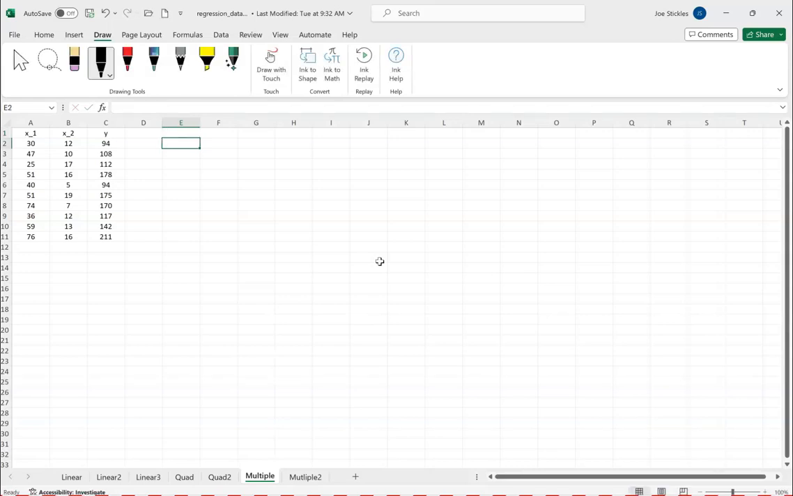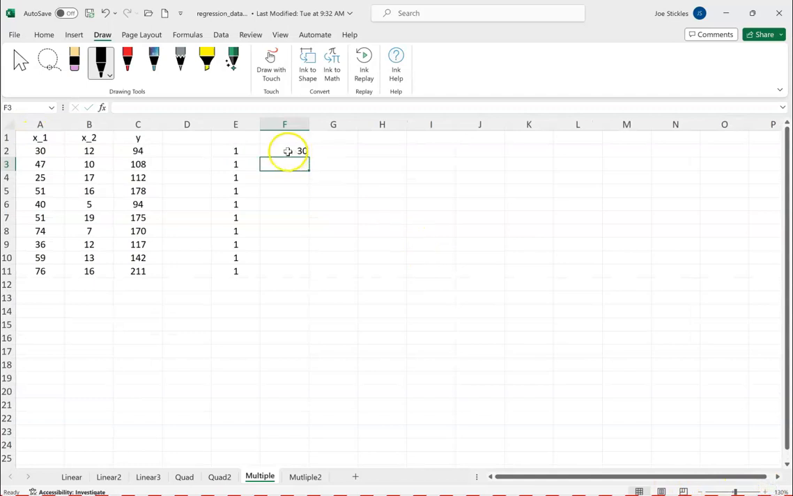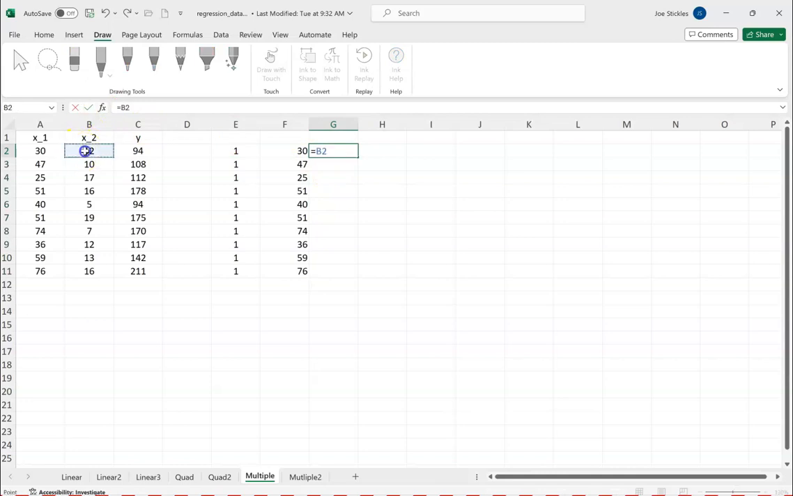So same idea here. Make a column of 1s. Make a column of the x1 values. Make a column of the x2 values. So I just copied it over, right? This is your 1s for your coefficient on the a's, the x1s for the coefficient on the b's, the x2s for the coefficients of the c's.